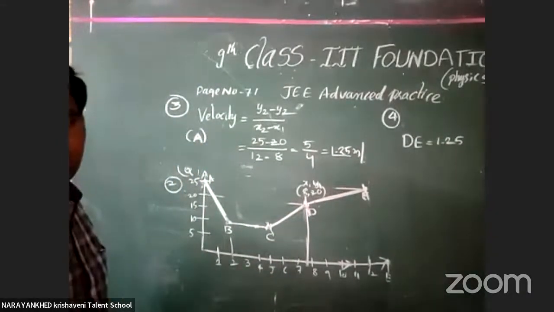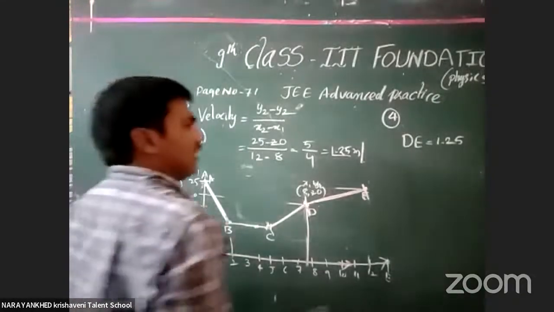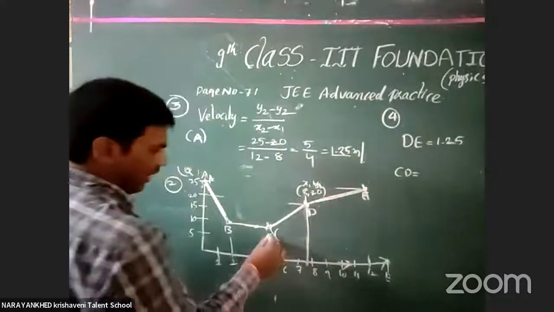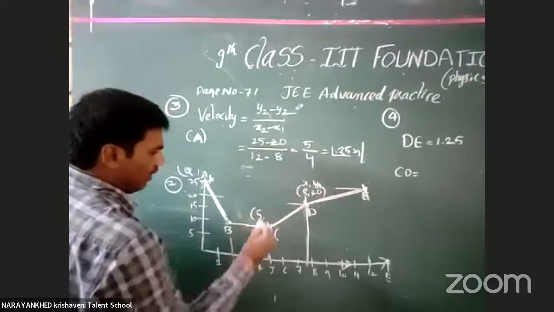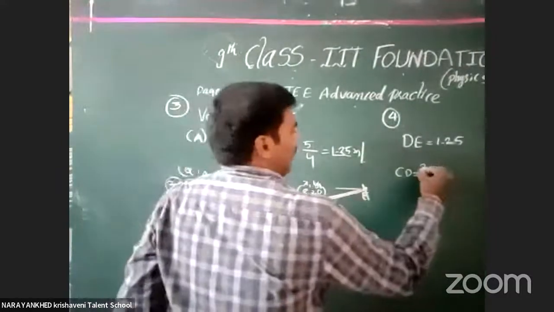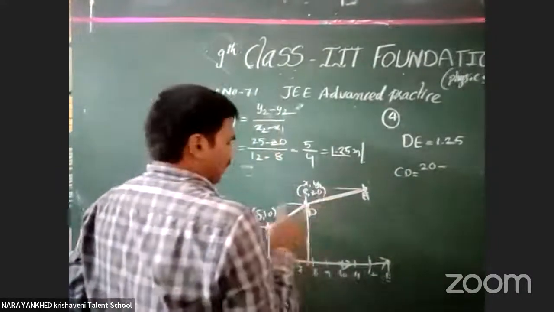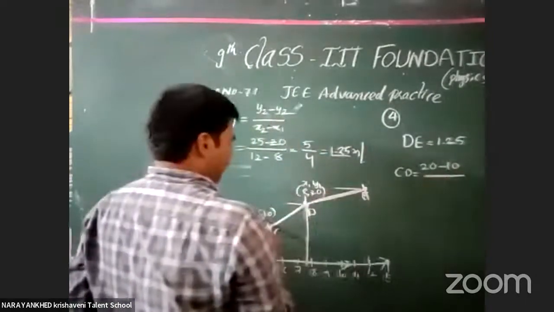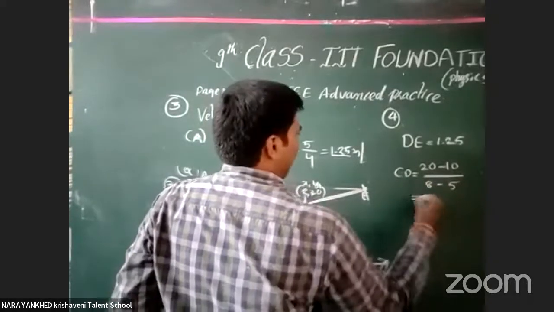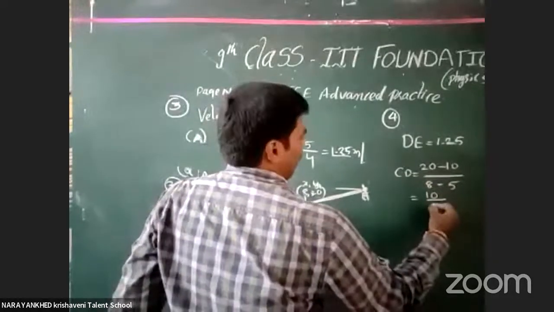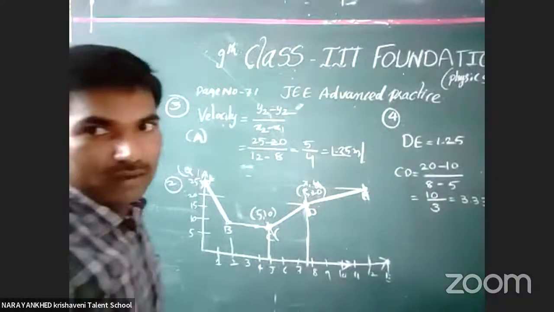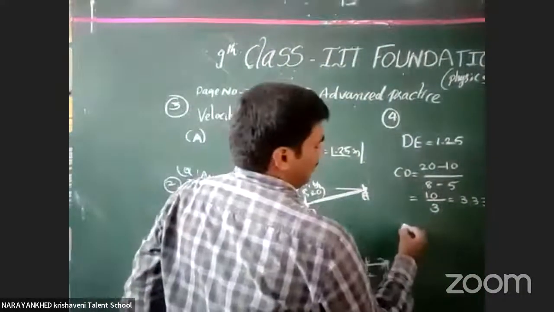Understand, all the students? What is the velocity at CD? That is for CD. The points are 5, 10. Now y2 is 20 and y1 is 10, and the time is 8 seconds minus 5 seconds, which is 3 seconds. Now it becomes 10 by 3, approximately 3.33. Got it or not? Yes, C to D is 3.33.